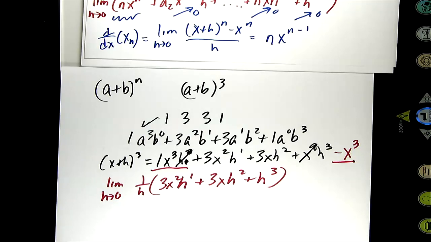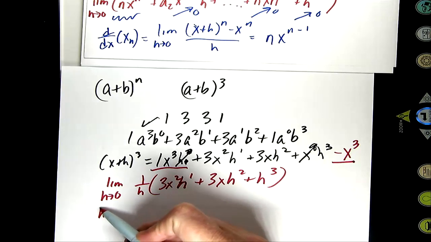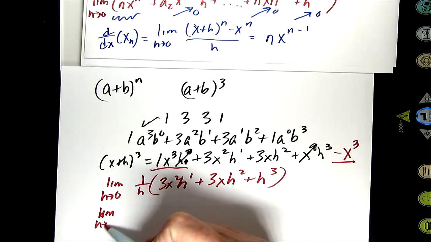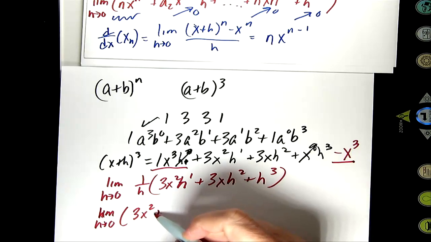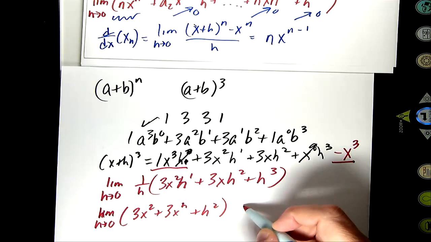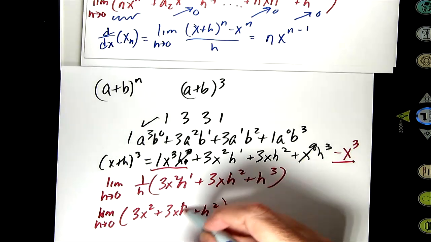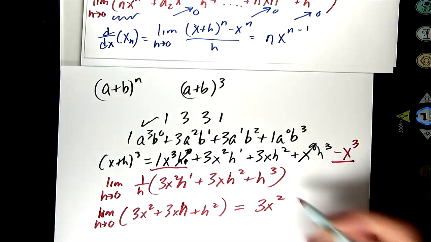Maybe I should have started with something like a cube and then done the general term with the n. Is this a little better? Yeah, I get it now. So it's following this pattern. The h goes in. We got the limit as h goes to 0. But now this is just 3x squared plus 3xh plus h squared. And as h goes to 0, this is just 3x squared.